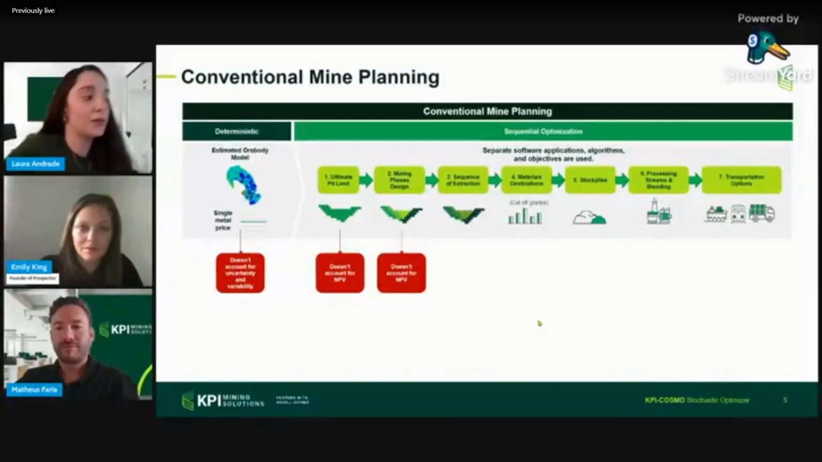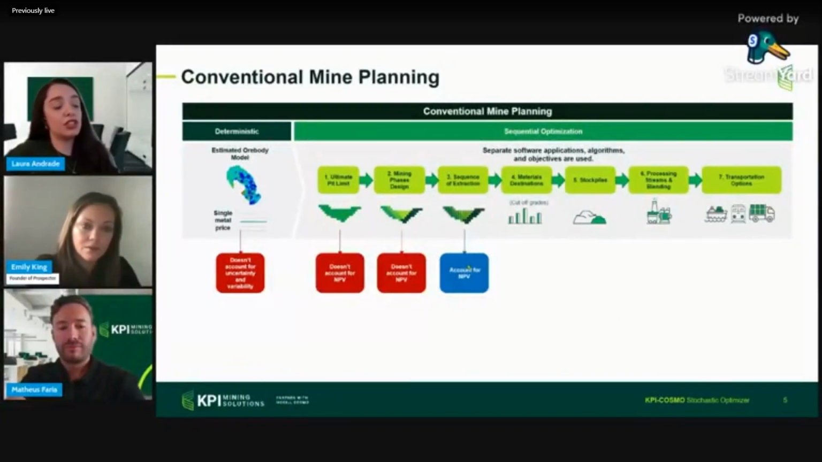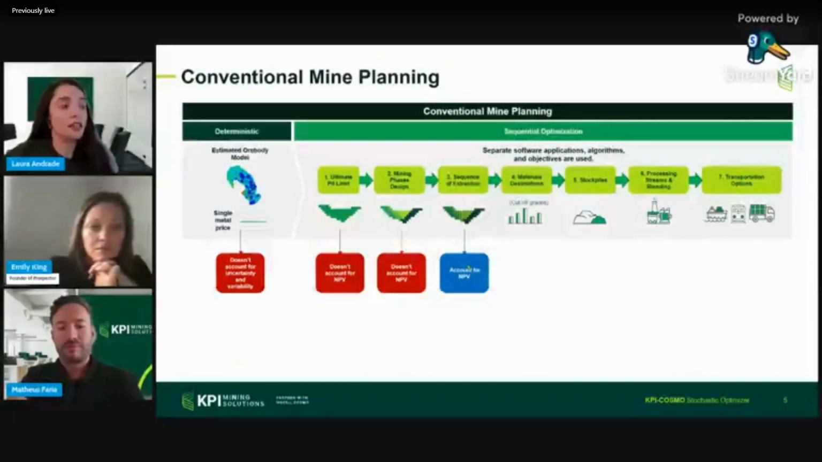So you always have uncertainty, and you have to assess and manage this uncertainty. And more important, more related to the topic we're talking about today, NPVs, we have two first steps. So defining the ultimate pit limit and defining phases is not based on NPV. It's usually based on undiscounted cash flows and some other not mathematical decisions, more user decisions. And then we only account for NPV when we define the extraction sequence.